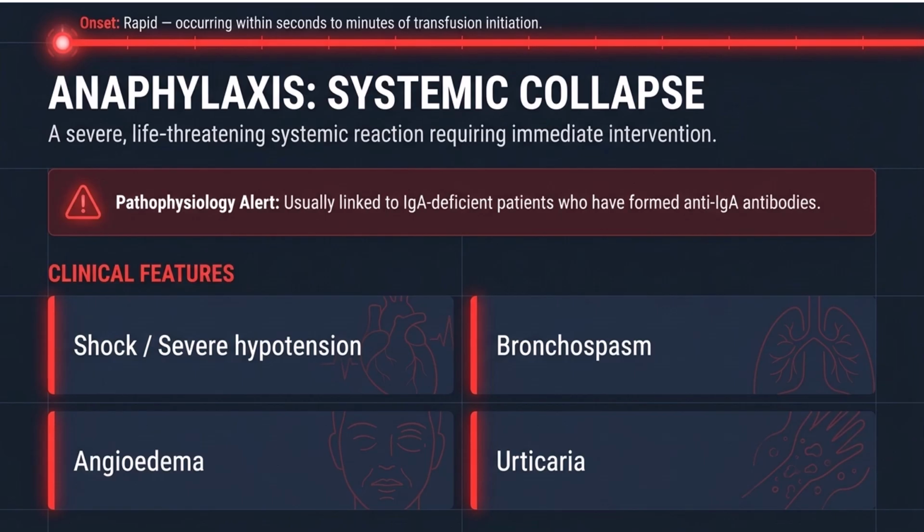There are four cardinal clinical features. First is shock, severe hypotension, because of massive vasodilation and capillary leak. Second is bronchospasm: wheeze, tachypnea, oxygen desaturation. Third is angioedema, swelling of lips, tongue, and larynx, an airway emergency. Fourth is urticaria, present but not the dominant feature, unlike the mild allergic reaction. You can also see nausea, vomiting, abdominal cramping, and loss of consciousness in severe cases.